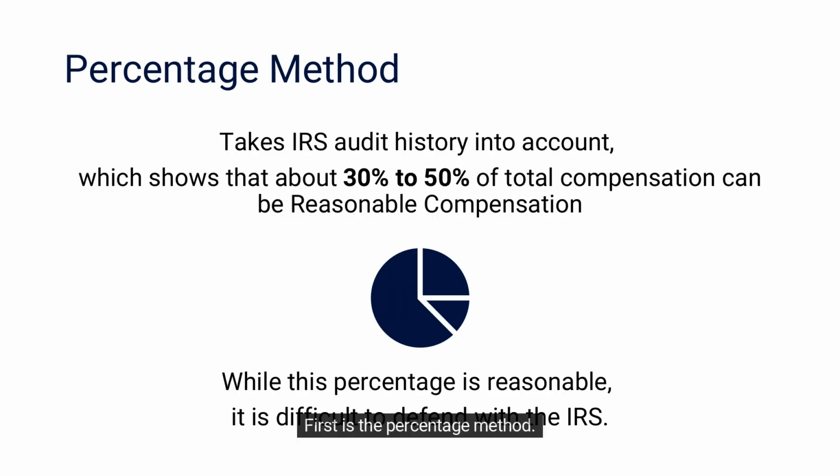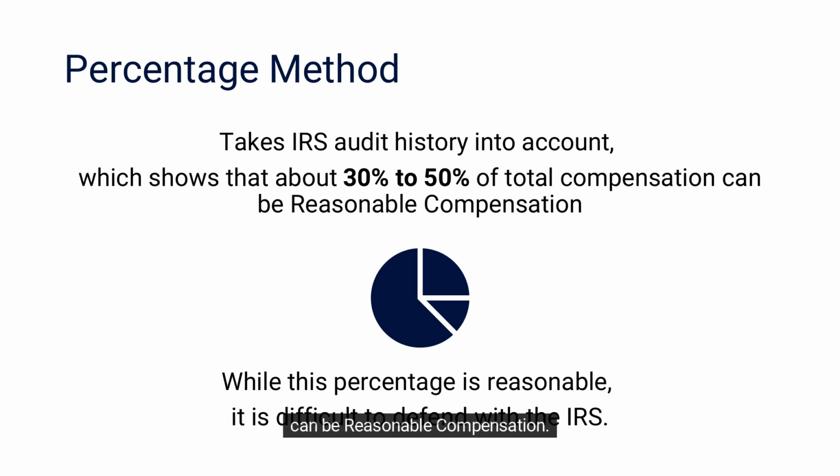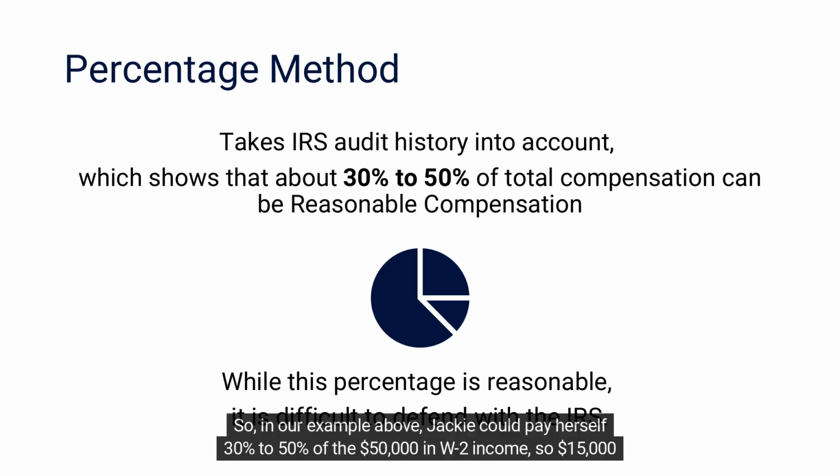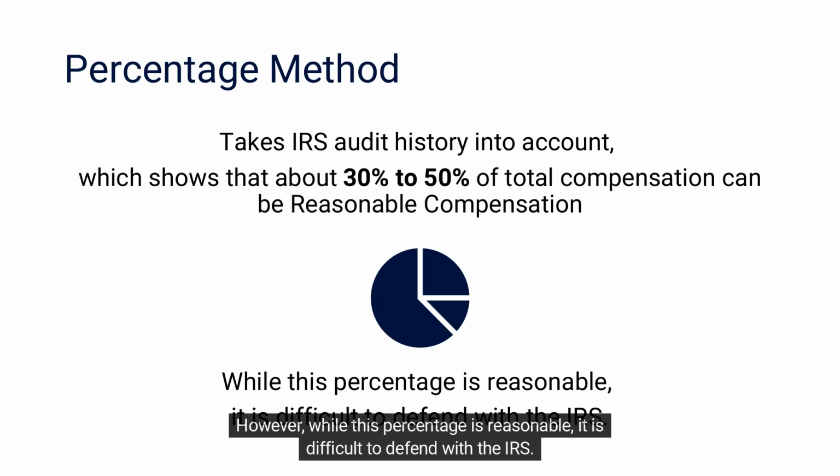First is the percentage method. This method takes IRS audit history into account, which shows that about 30% to 50% of total compensation can be reasonable compensation. So in our example above, Jackie could pay herself 30% to 50% of the $50,000 in W-2 income, so $15,000 to $25,000. However, while this percentage is reasonable, it is difficult to defend with the IRS.